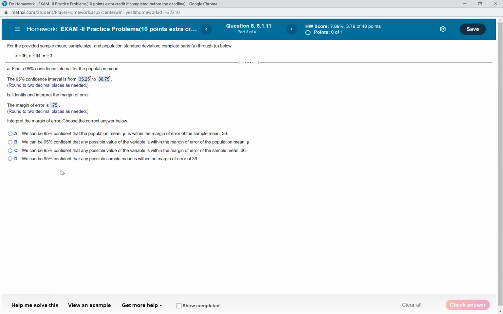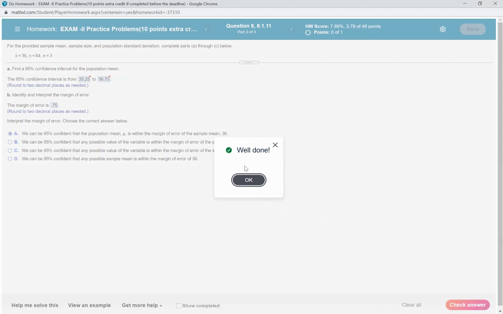Okay, so interpret the margin of error. So which is the correct answer below? We can be 95% confident that the population mean mu is within the margin of error of the sample mean 36. That's not correct. We can be 95% confident that any possible values of the variable are within the margin of error. No. We can be 95% confident that the population mean is within the margin of error. I think this one should be the correct answer. Yeah.